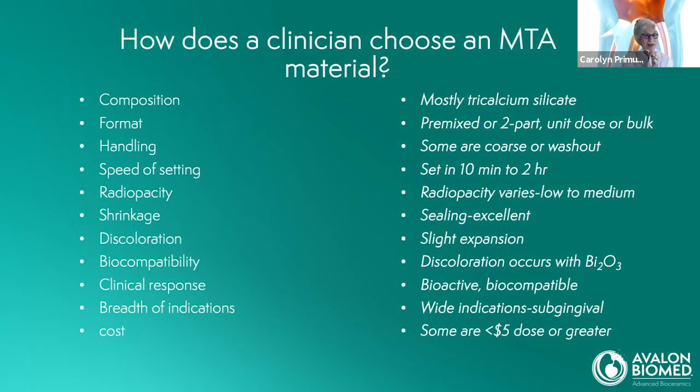So let's go back. That takes us to the summary of how does a clinician choose an MTA product? I listed all those things, so let's go over it. The composition, you've learned, they're mostly tricalcium silicate based materials. They can be in their format either pre-mixed or two-part. They can be unit dose or bulk packaged material. Some of the materials vary in their handling, like the Angelus powders are more coarse than some of the other MTAs. I showed you the idea of washout, which may be important to you.